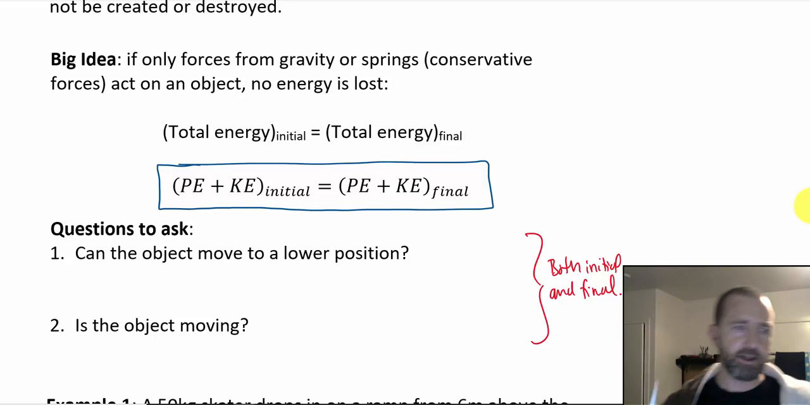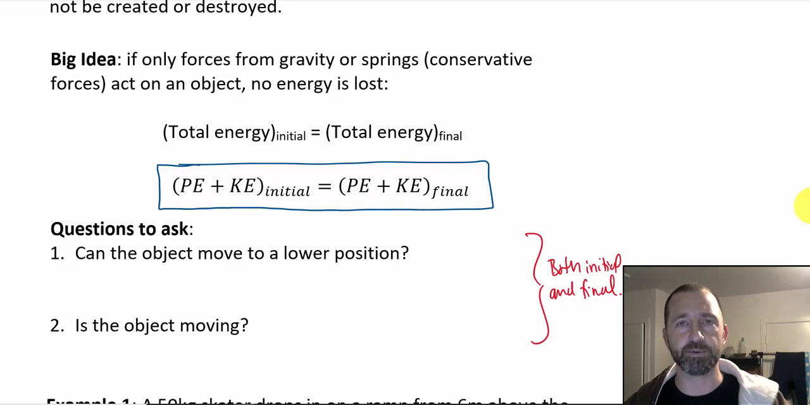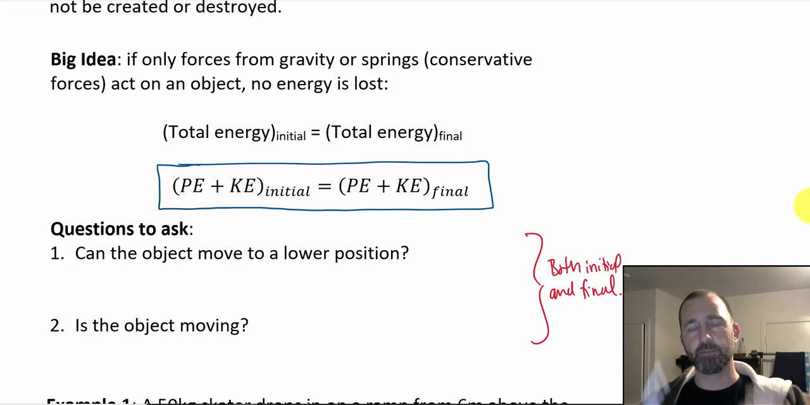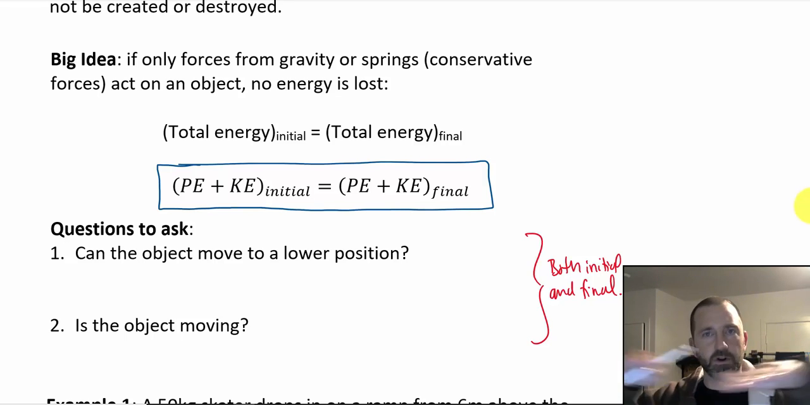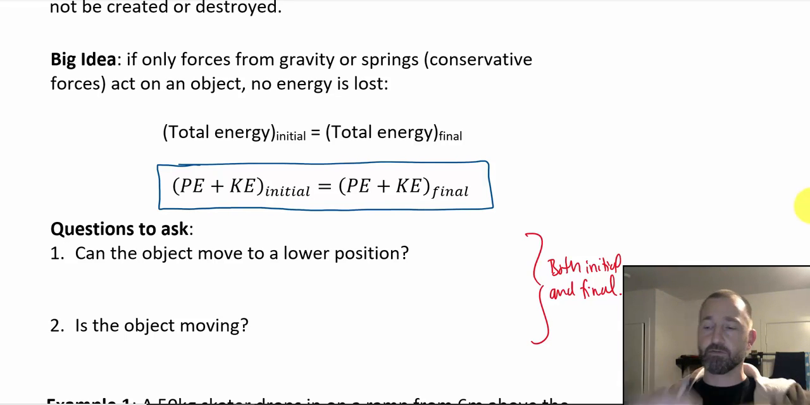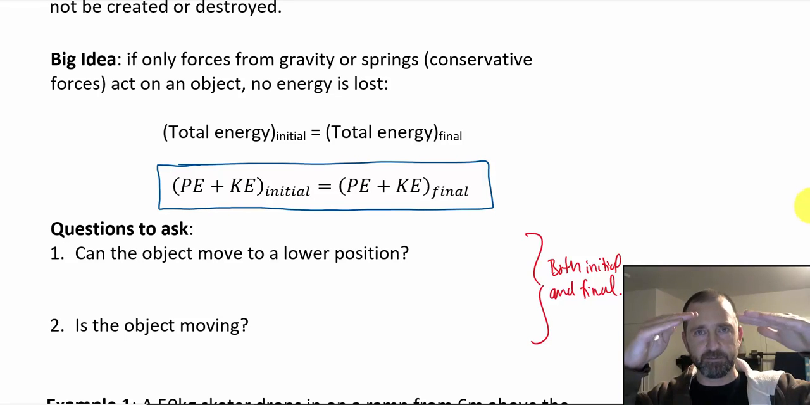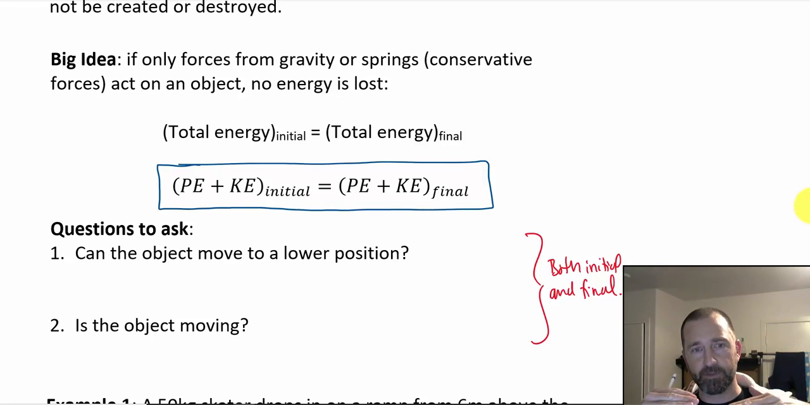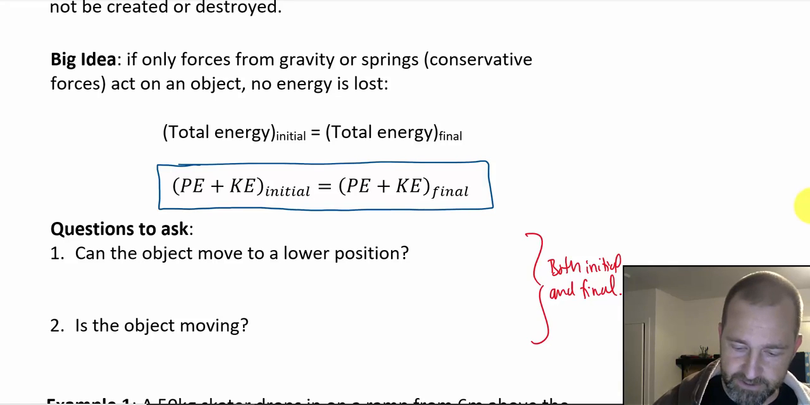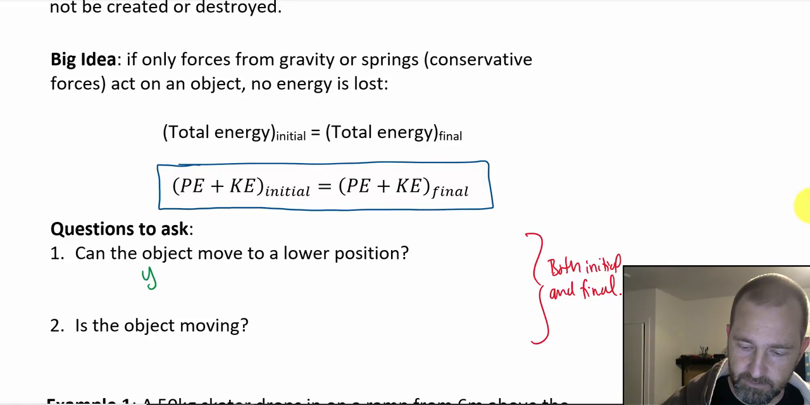And those questions are, can the object move to a lower position? So is it up above wherever we're calling our zero level, remembering the potential energy is calculated from some zero and how many meters up we go from there. So is the object able to move to a lower position? If the answer to that question is yes, go ahead and pre-populate a yes and a no.